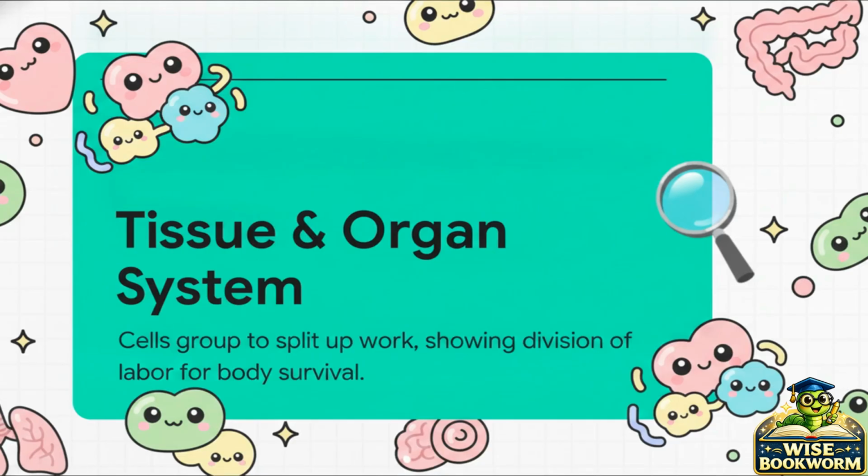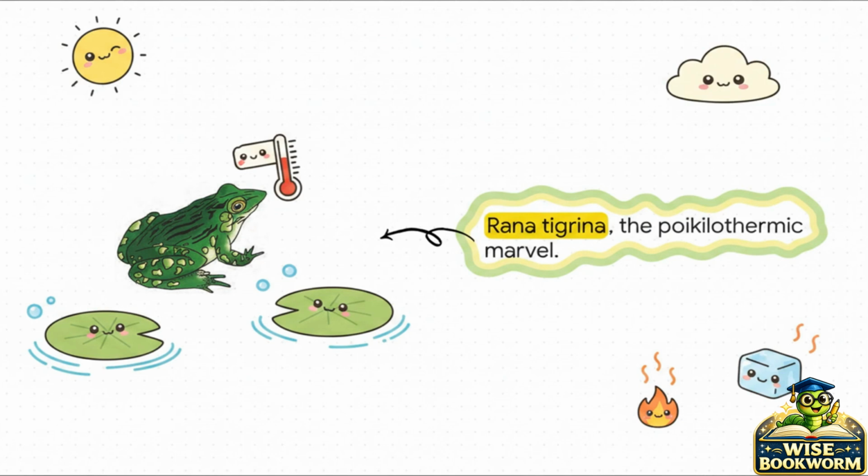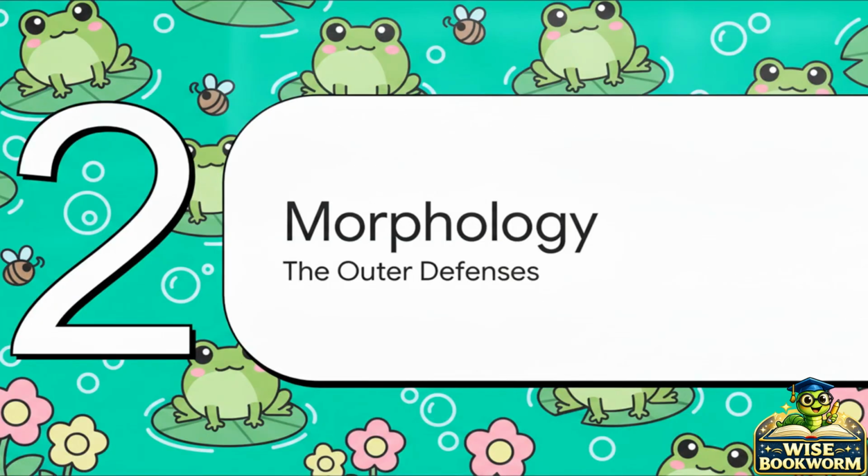Check out that iconic olive green skin and those dark spots. This creature is what biologists call a poikilotherm. Now, unlike humans, frogs are cold-blooded, meaning they don't have a constant internal body temperature. Their body heat rises and falls completely at the mercy of their environment. Because of this, their biology has been forced to adapt brilliantly to their surroundings, just to keep that internal factory running smoothly. Section 2. Morphology, the outer defenses.